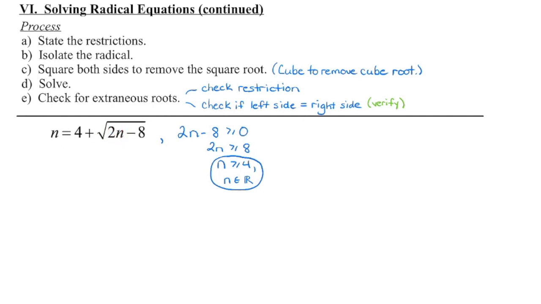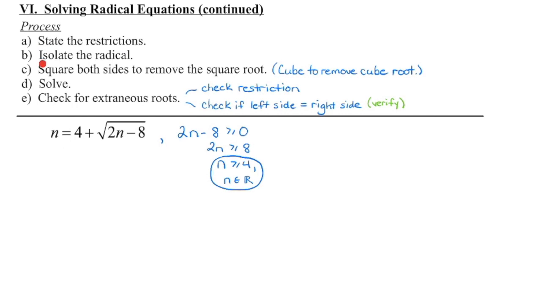The process remains the same. We're going to begin by stating the restriction. Because this is a square root, we're going to take that radicand. We know that it has to be greater than or equal to 0. So we're going to isolate for that variable and get our restriction. So we know that in the end, n has to be greater than or equal to 4.